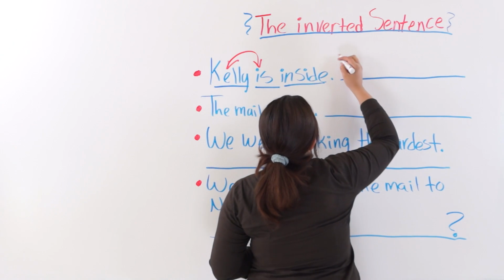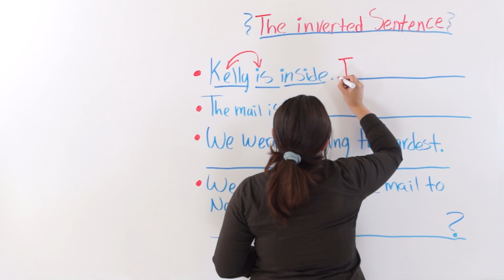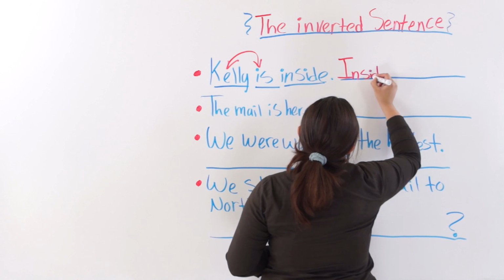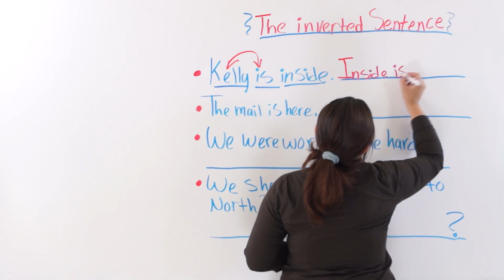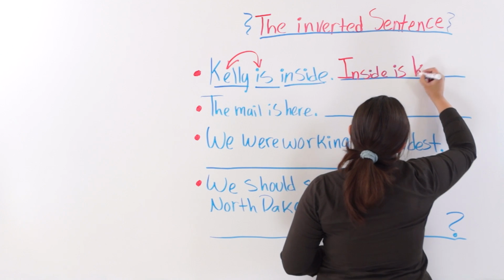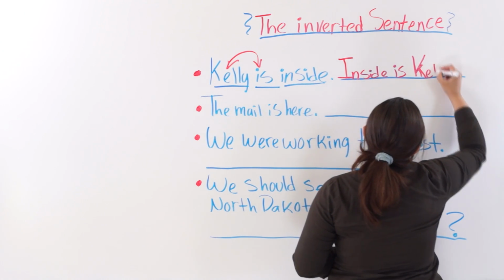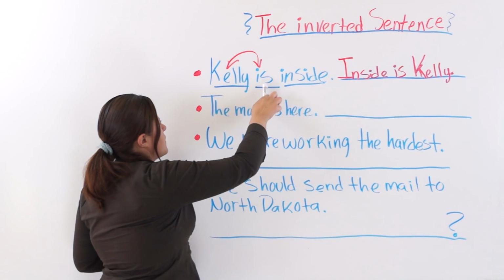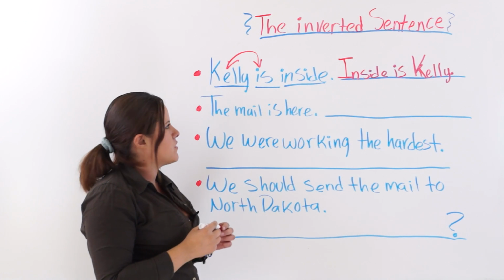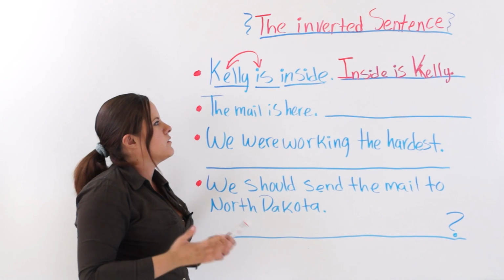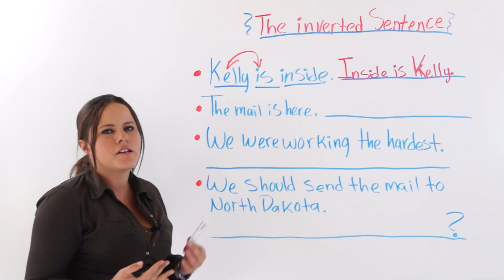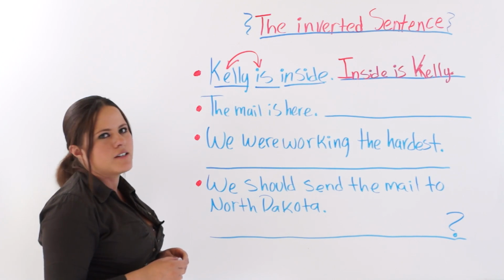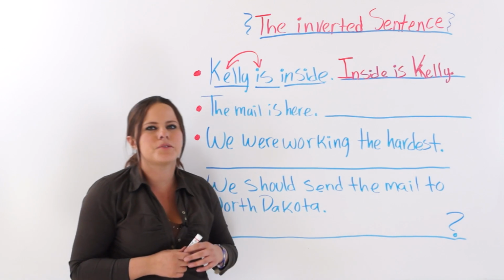So in order to change it into an inverted statement, we will start with inside: inside is Kelly. Let me capitalize this, Kelly. Because if you invert just these, you will be asking a question. Is Kelly inside? And you don't want that. We want the inverted sentence, or the inverted order. Kelly is inside. Inside is Kelly. This will give a lot of variety to your writing.